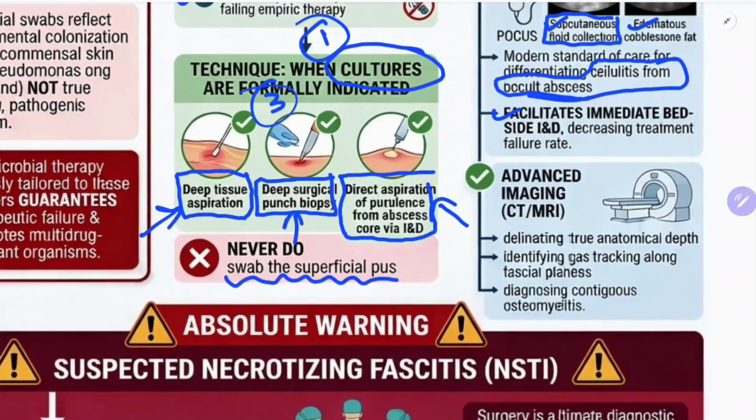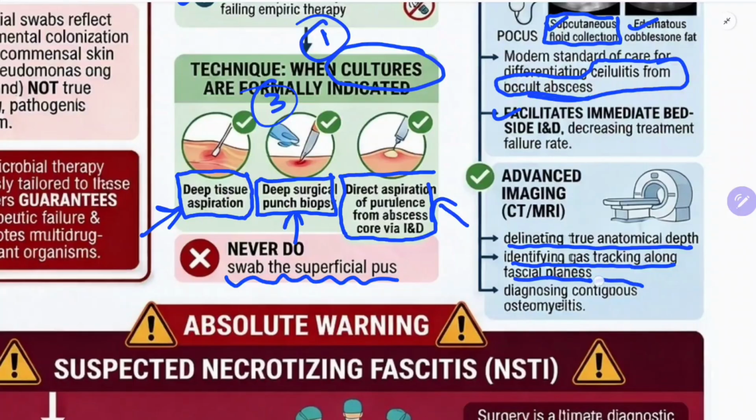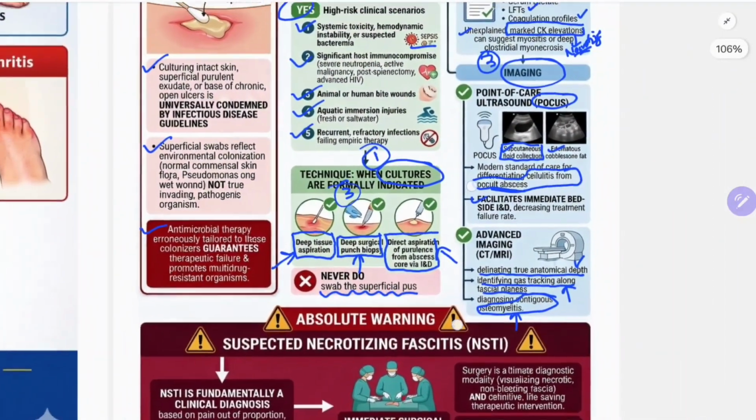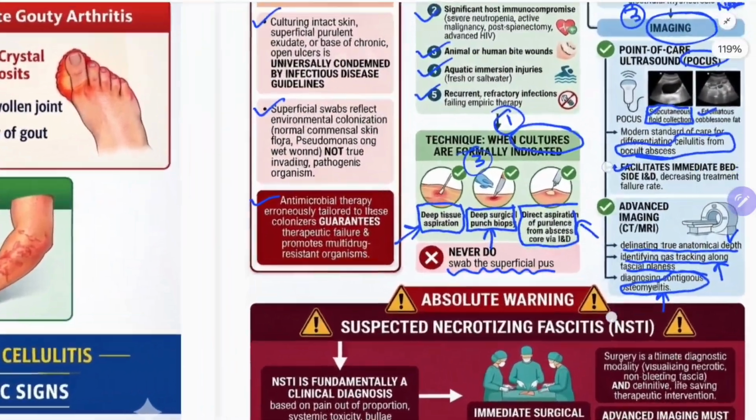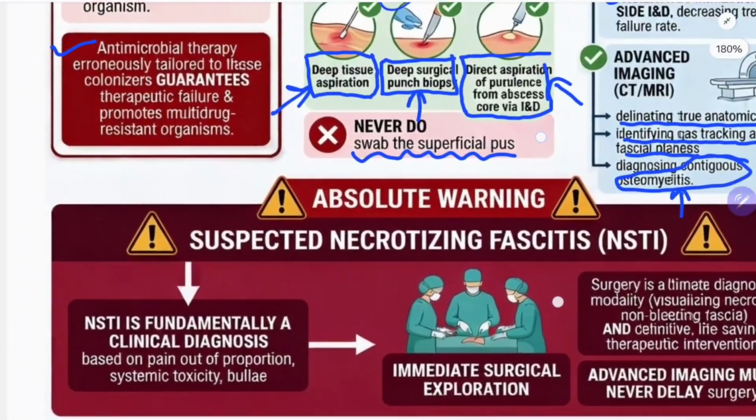Now, when you require advanced imaging like CT or MRI, it is to delineate true anatomical depth, identify gas tracking along fascial planes, and diagnose contiguous osteomyelitis, mainly osteomyelitis, to know the depth of infection and to see whether any gas is present or not. There you require advanced means. So these are the three important types of investigations we perform mainly in moderate to severe infections.